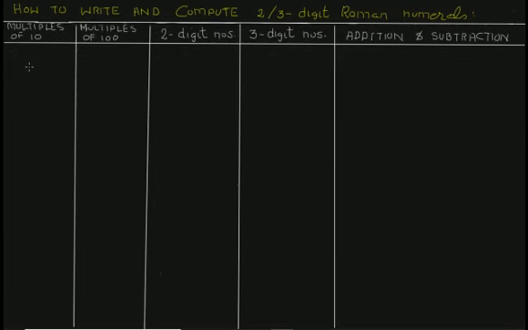Hello children. In the last session we learned how to read Roman numerals. This session is going to be how to write and compute 2 and 3 digit Roman numerals. But before that, we must know how to write the multiples of 10 and multiples of 100, which will help us to deal with 2 and 3 digit numbers easily as well as its computation.